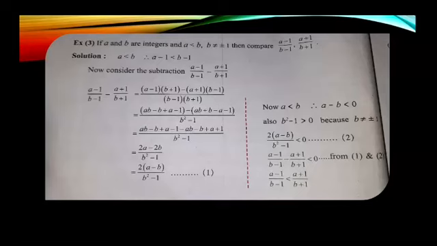As 2 is common, we will take 2 out: 2 into (a minus b) upon b square minus 1. Let's give that equation 1.